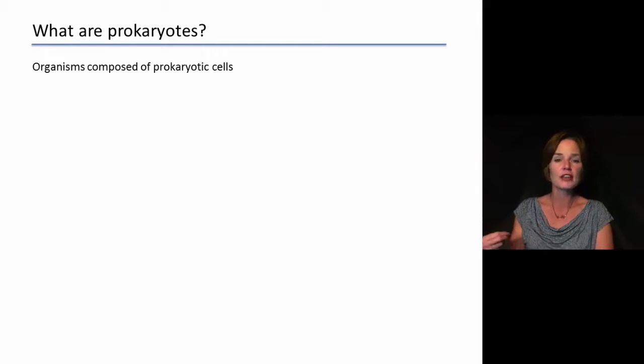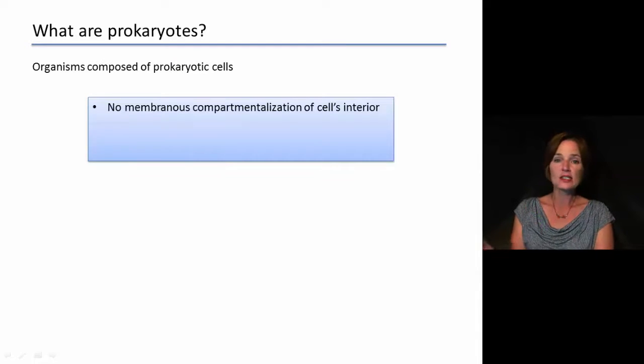Well, at the most basic level, these are organisms that are composed of prokaryotic cells. So we have to understand what prokaryotic cells are and what the features of that cell type are. These are basically cells that have no membranous compartmentalization of the cell's interior. So the inside of the cell is not going to have separate membranes that divide it up into different isolated areas. This essentially translates into the fact that there will be no membrane-bound organelles. So we will not have things like a nucleus, a chloroplast, mitochondria, or vacuoles. All of those are not going to be present because those would be membrane-bound organelles.